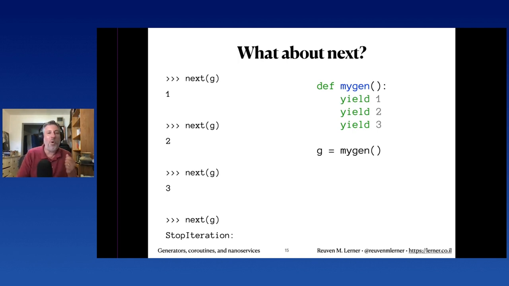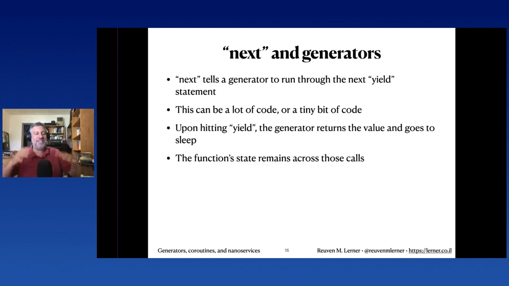So what happens when we use next? Next, in general, tells an iterator, give me your next thing. But when it comes to a generator function, next says run through, and here's the key thing, run through the next yield that you see, up to and including the next yield that you see, and then go to sleep. Go to sleep and wait for further instructions.